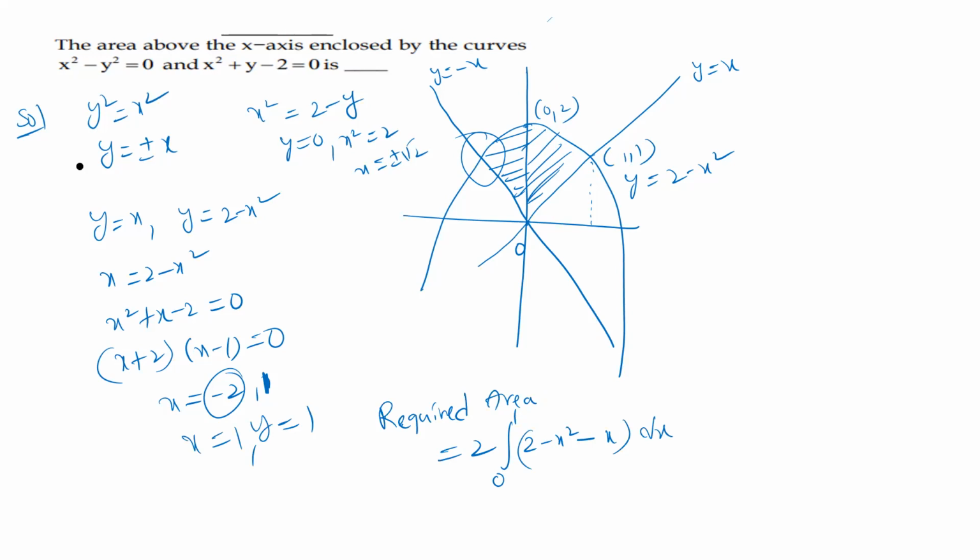You'll get the answer actually 7 by 3 or something. That is, you can write 2.33 as the value we should write.